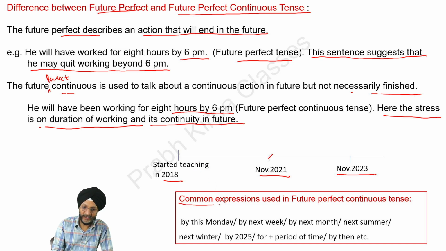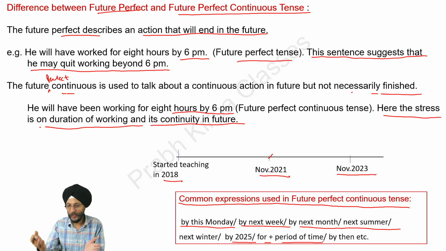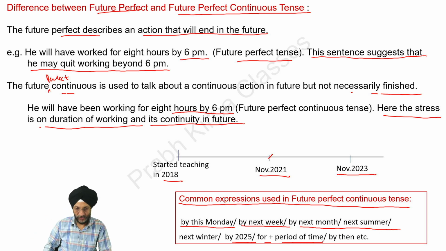Here are examples of some common expressions which are used in this tense. For example, by this Monday, by next week, by next month, by next summer, next winter, by 2025, for a certain period of time, by then, etcetera.